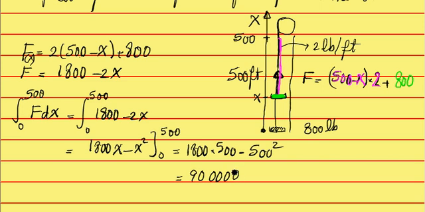so that's 900,000 minus 250,000, and that is going to be 650,000. And the unit of that, we were working with feet and pounds, and so as we mentioned, in this American system, or if you wish to call it the British system, that is a foot-pound.